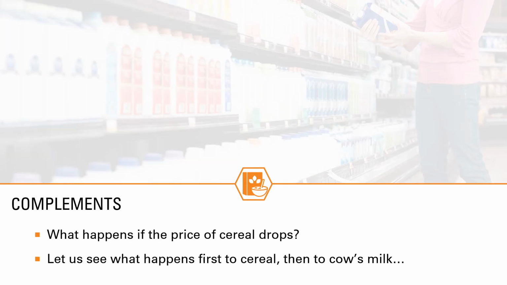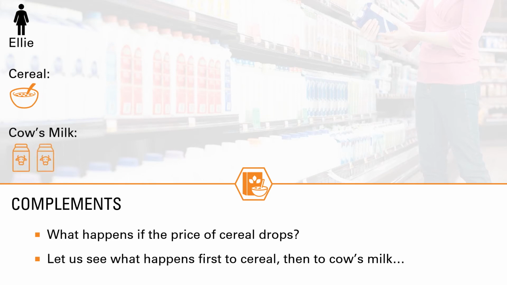So let's have a think. Again, we've got Ellie, and now we've got cereal as well. She usually buys a bowl of cereal and cow's milk. Let's say she buys two of each for this shopping trip. Imagine what happens if the price of cereal drops. So the price of cereal goes down.